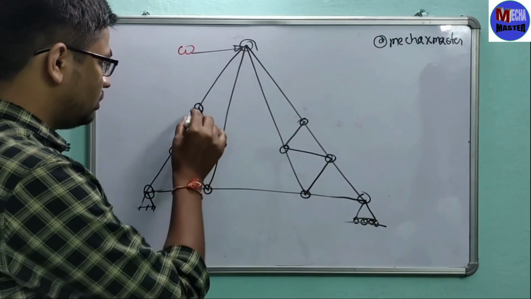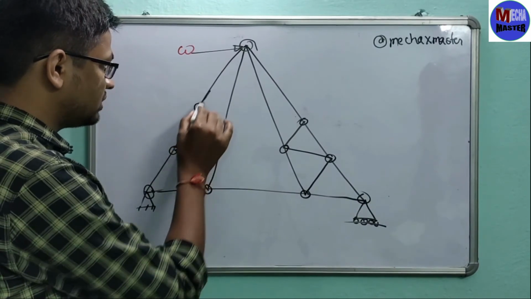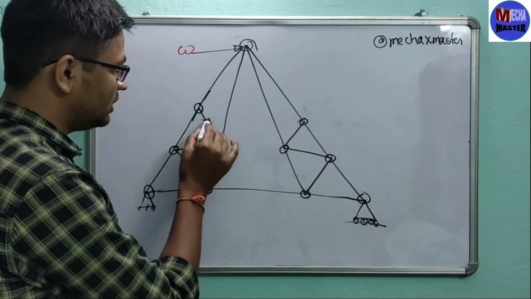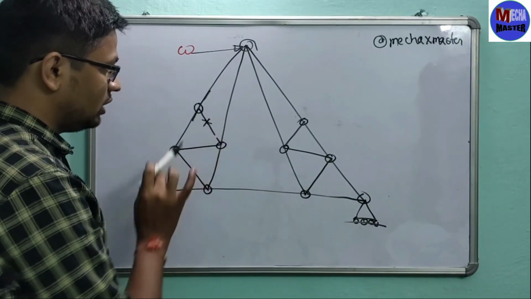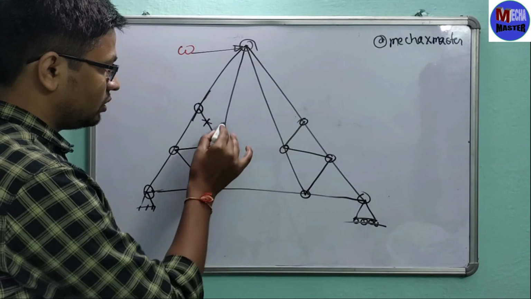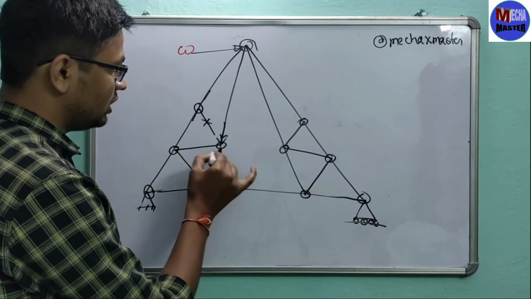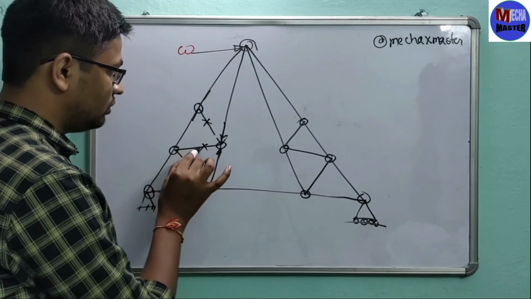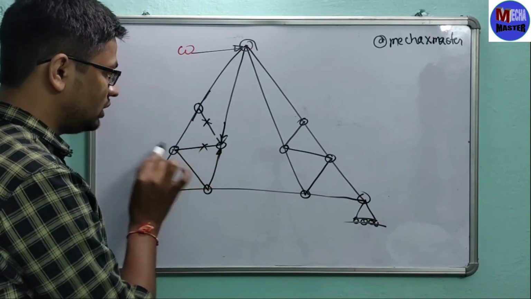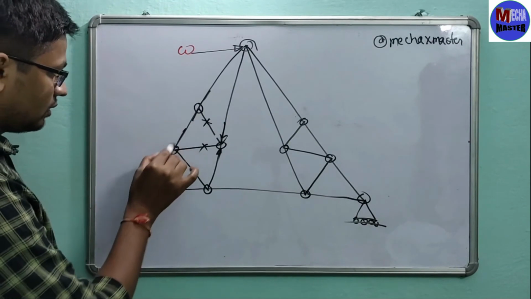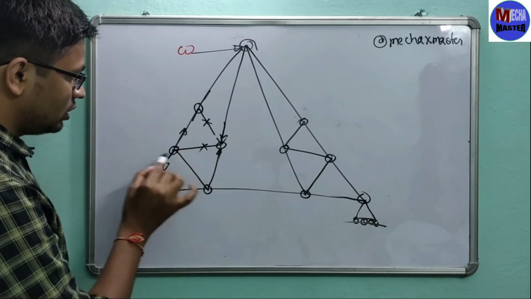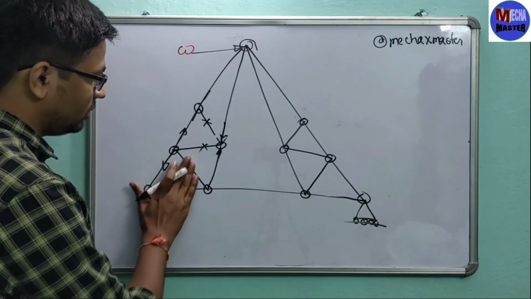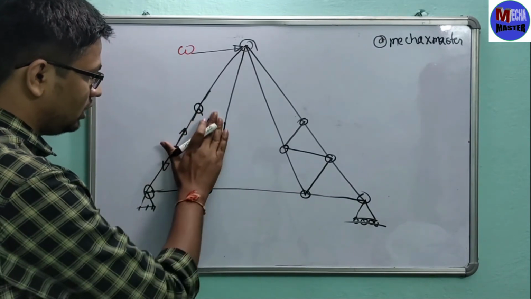So look here, at this joint, these two members are collinear, so this third member will be a zero force member, so there will be no effect of this on this joint. This is eliminated. And at this joint, these two members are collinear, so this third member will be a zero force member, so there will be no effect of this element on this joint. At this joint, these two members are collinear, so this third member will be a zero force member. You can see this is eliminated.